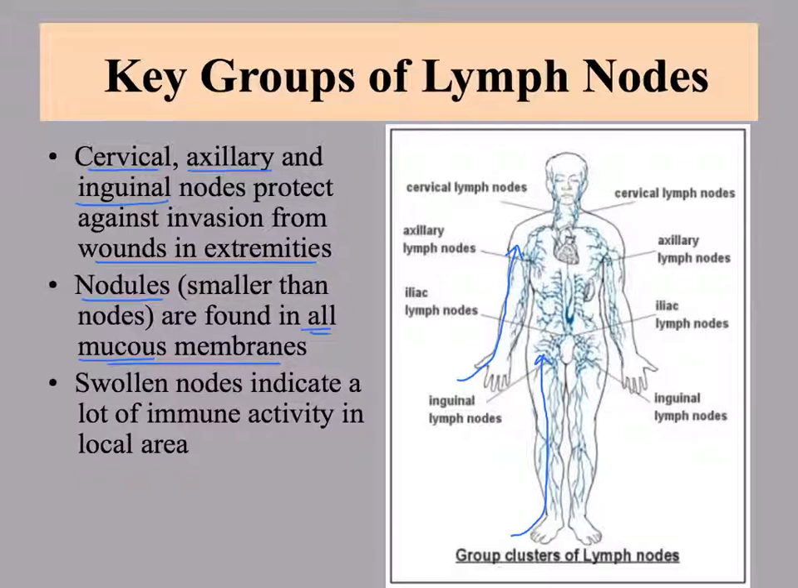And because they have an opening to the outside, again, it is a place where potential pathogens could come in. And so your nodules are waiting and ready to get your immune system fired up and going if something should happen to enter your body. And then, as I already said, swollen lymph nodes indicate a lot of immune activity is happening in a particular local area. And so what is swollen gives you some idea about where the invasion is coming from.